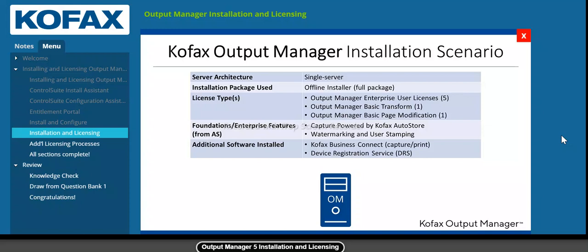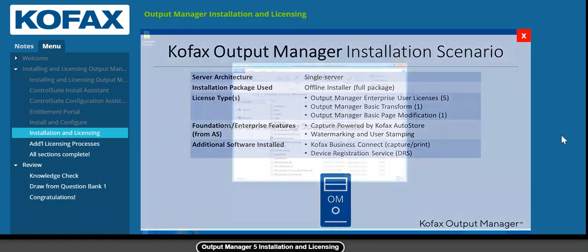Watermarking and user stamping is also going to be available through the use of the Basic Transform and Basic Page Modification license that we apply. We're also going to install Kofax Business Connect, Kofax's mobile capture and print solution, and we're also going to install Device Registration Service so that we may deploy unified clients.